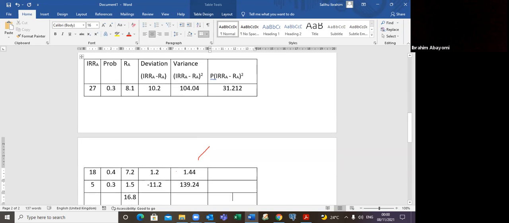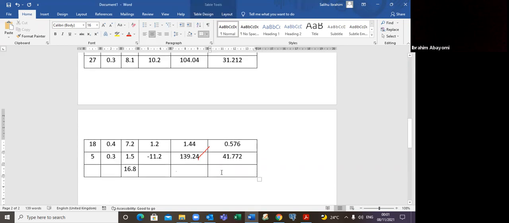Next one, 1.44 times 0.4 is 0.576. Then 139.24 times 0.3 is 41.772. You now add everything together. That's the variance. That's what we call variance.